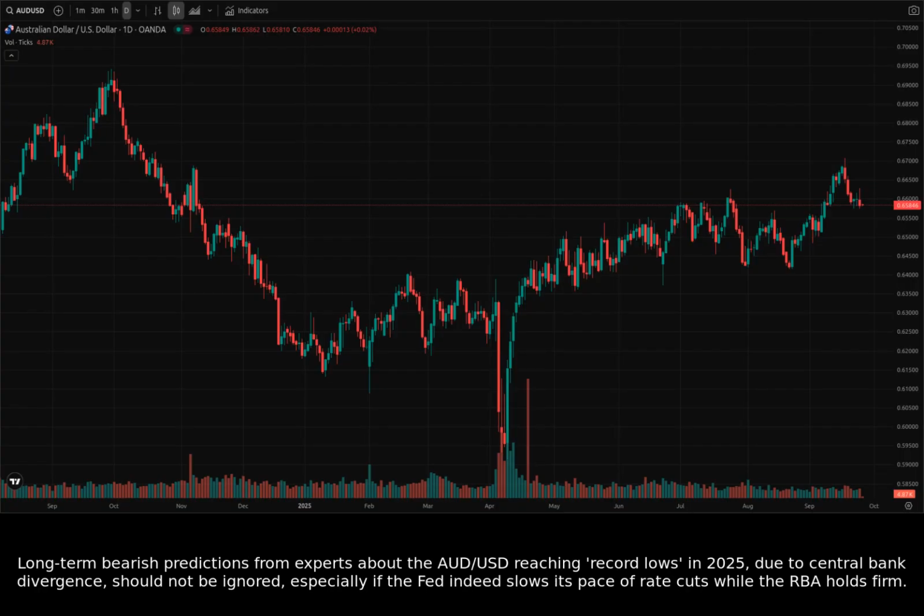Long-term bearish predictions from experts about the Australian dollar to U.S. dollar reaching record lows in 2025 due to central bank divergence should not be ignored, especially if the Fed indeed slows its pace of rate cuts while the RBA holds firm.